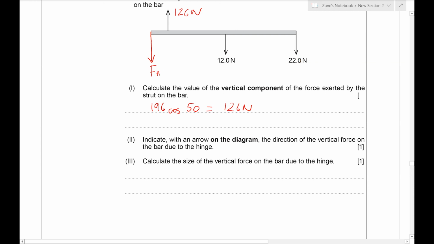And finally, to calculate the size of that vertical force on the hinge, we just realise that the sum of the upward forces must equal the sum of the downward forces. So therefore FH is going to be the 126 that we got upwards, take away those 2 downward forces, which will give us 92 newtons.